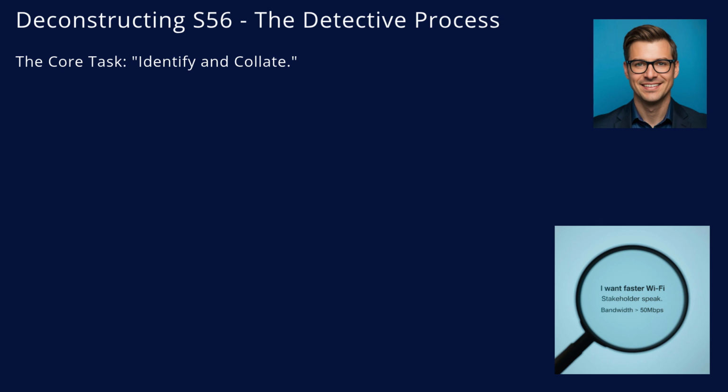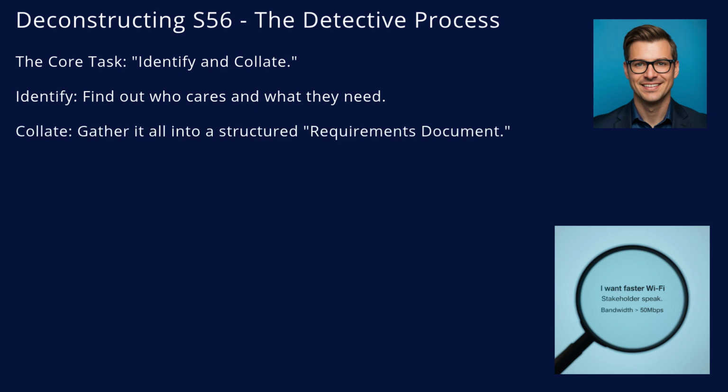The core of this skill is two actions: identify and collate. First, identify. You need to find out who the stakeholders are. It is not just your boss. It is the end users, the security team, the finance department. You need to discover what they need to do their jobs. Second, collate. You can't just keep this information in your head. You need to gather it into a single, structured source of truth, a requirements document.